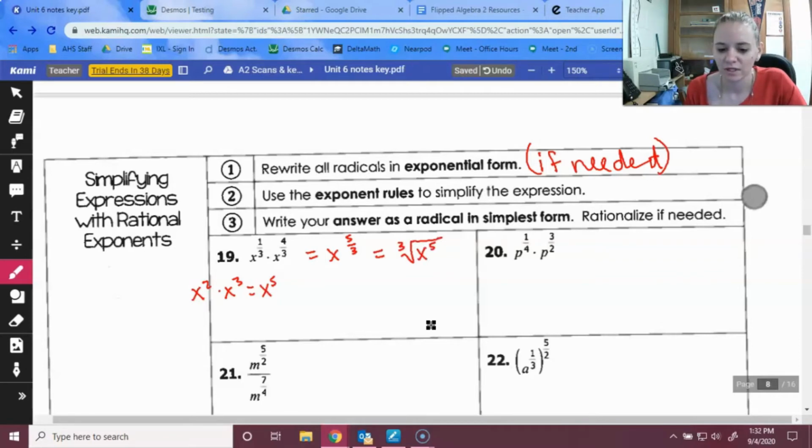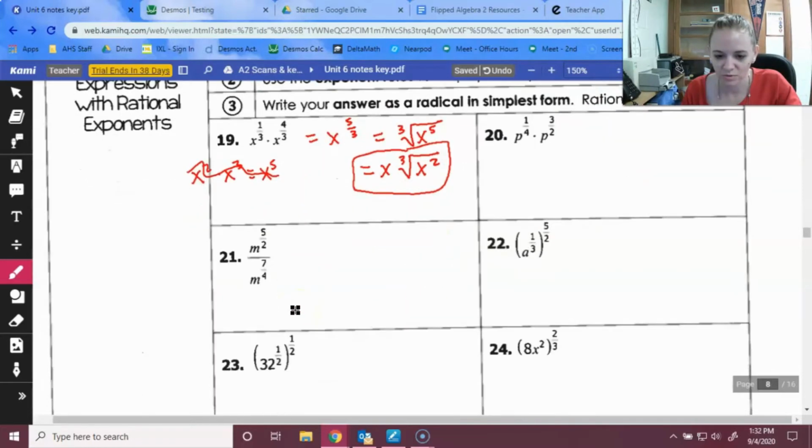And then we ask ourselves, can we take out groups of 3 out of 5? Yes, you can take out one group of 3. But you are left with how many? 5 minus 3 is 2. So we are left with x squared. So that would be simplified all the way out. Okay? Alright, I'll leave you that one to do for later. That should be pretty easy.